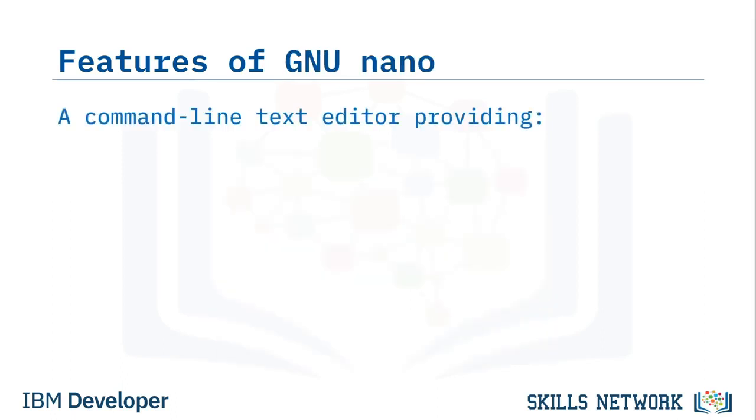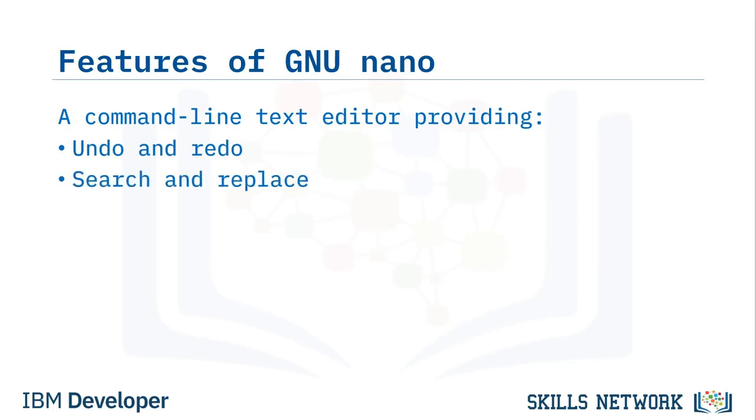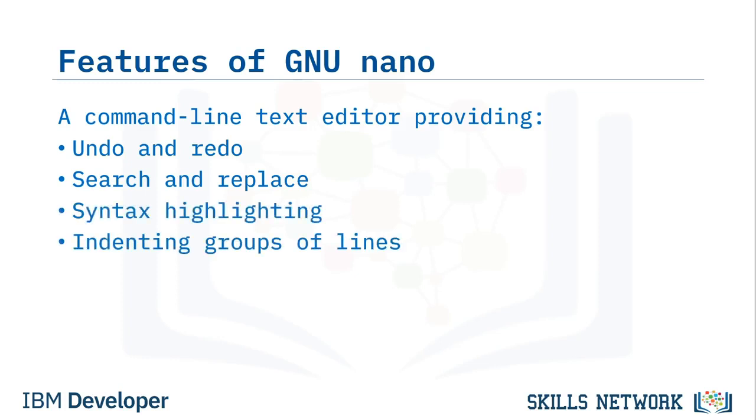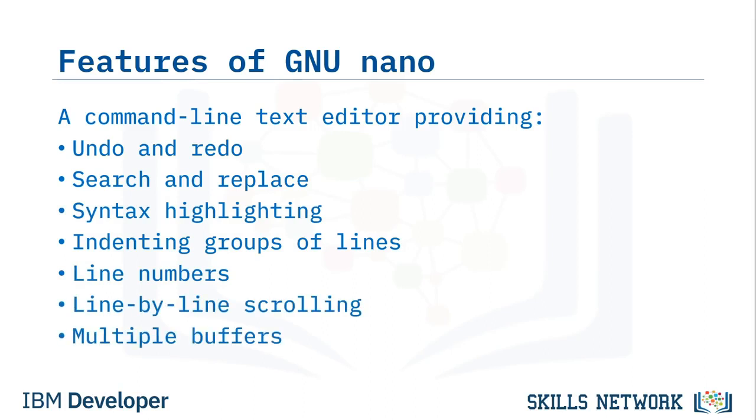GNU Nano is a command line text editor that provides undo and redo features, search and replace with support for regular expressions in the search string, syntax highlighting, automatic indentation of code, line numbering, line-by-line scrolling, and multiple buffers so you can work with many files at the same time.